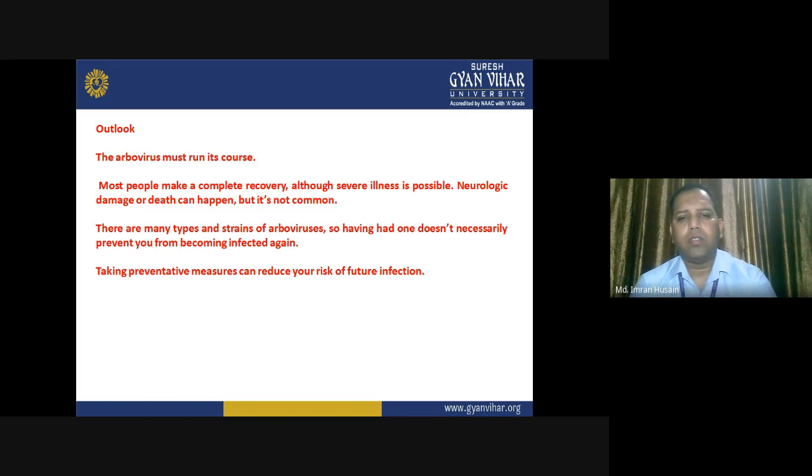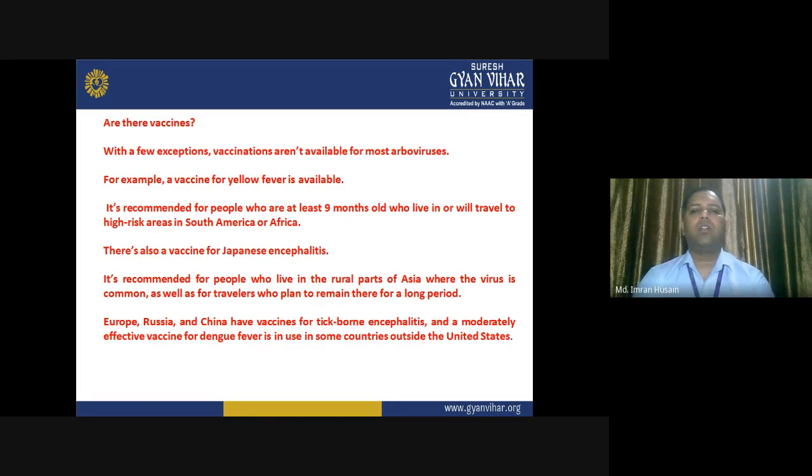There are many strains of arbovirus, so having had one does not necessarily prevent you from becoming infected again. So there is a variety of arboviruses. If you get infected by one, you can get infected by another. So it is not like, once I had the disease, I will not have such a disease again. Taking preventive measures can reduce your risk for future infection. It is very important that you pay attention, stay close to the details, and protect yourself.